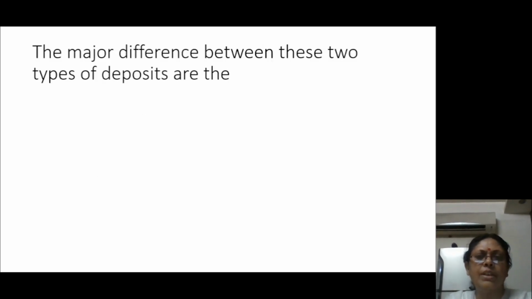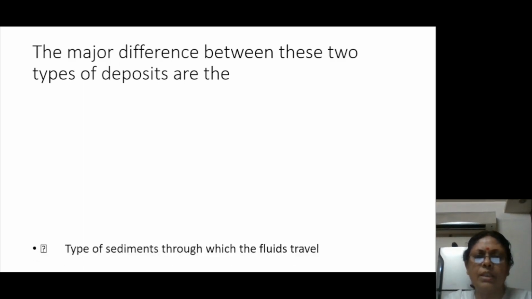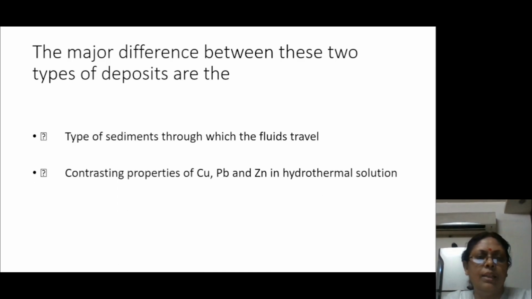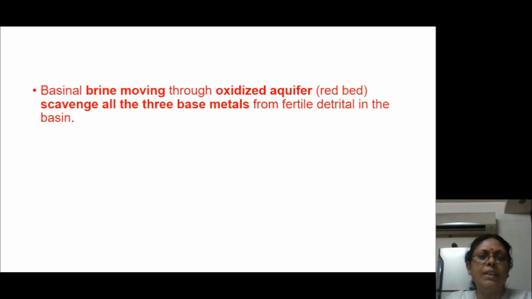The major differences between these two types of deposits are the type of sediments through which the fluids travel and the contrasting properties of copper, lead, and zinc in hydrothermal solution. Basinal brine moves through an oxidized aquifer, that is, red bed. The red color of the bed is because of the oxidation state. The brine moving through these beds scavenges all three base metals.